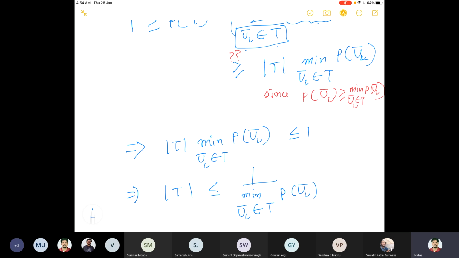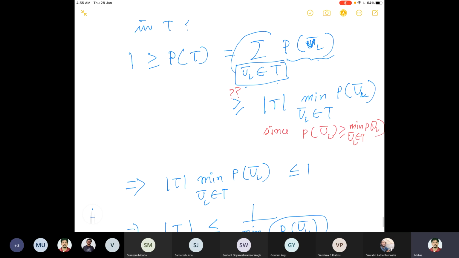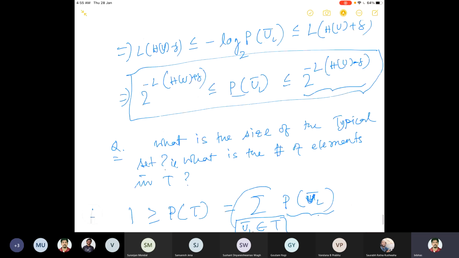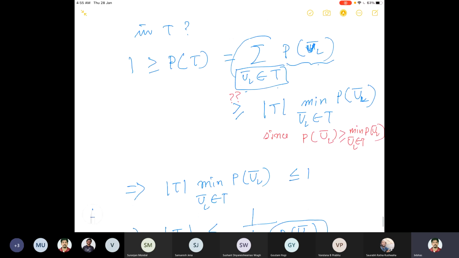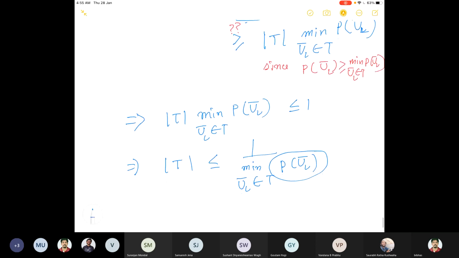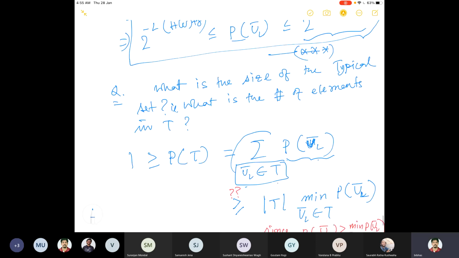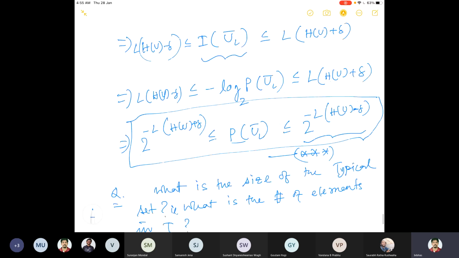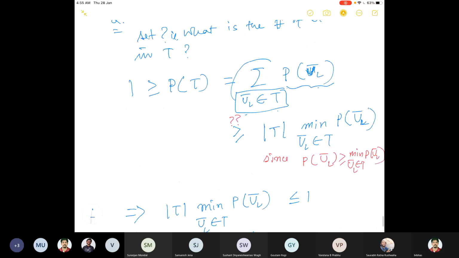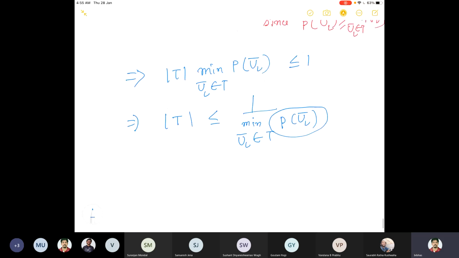What is the probability of U^L bar? This has a bound that we developed. This is, let's say, star, star, star. And this is 1 by this. So what should be the bound here? I can use that because it is in the denominator. So for 1 by this, I should use the lower bound of this, which is 2 to the power minus L (H(U) plus delta).